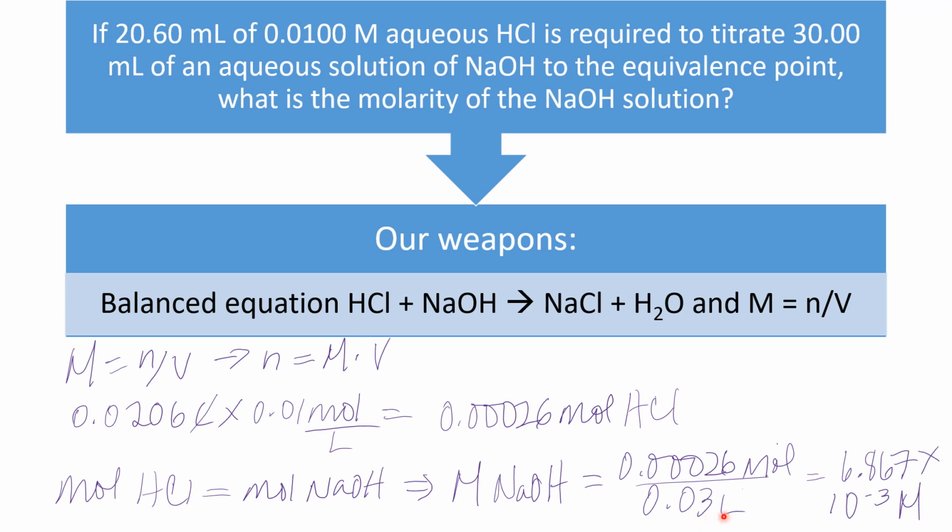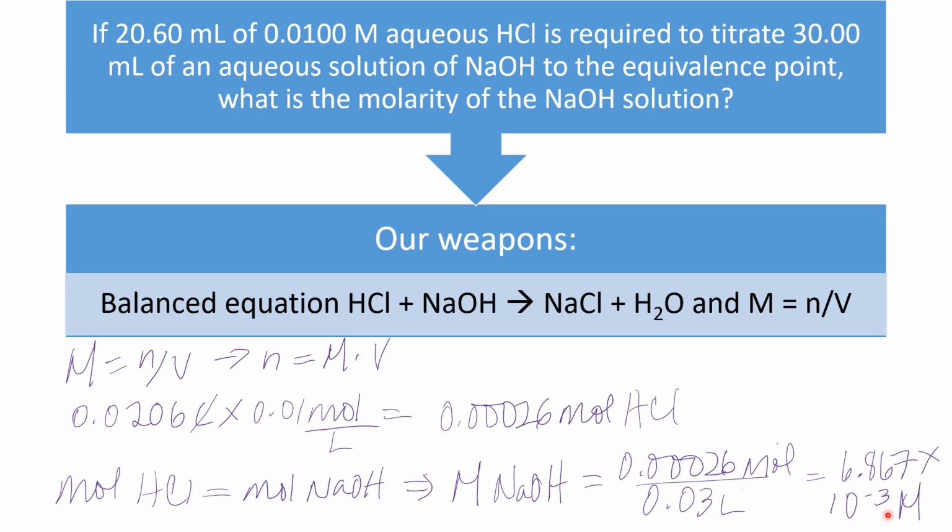Why 0.03? Because that is the volume of our NaOH. And the only thing that matters for molarity is the moles of NaOH divided by its own volume. Don't make the mistake of trying to combine volumes here. It is simply the volume of our NaOH. And we get a number that turns out to be 6.867 times 10 to the negative third molar.